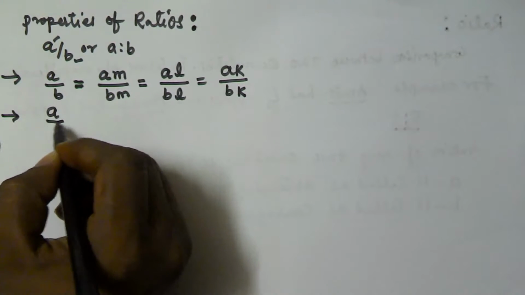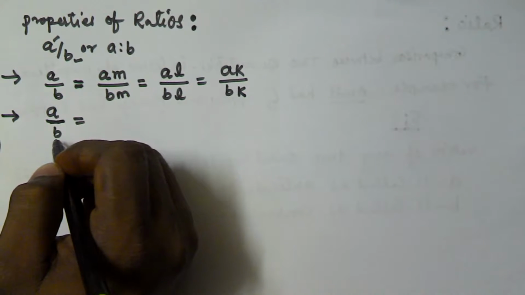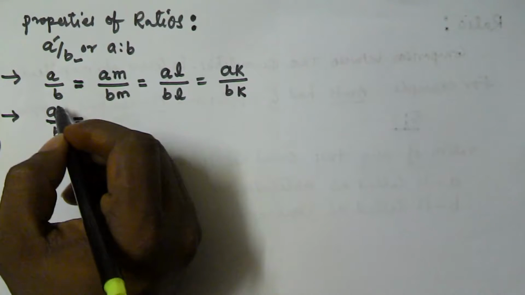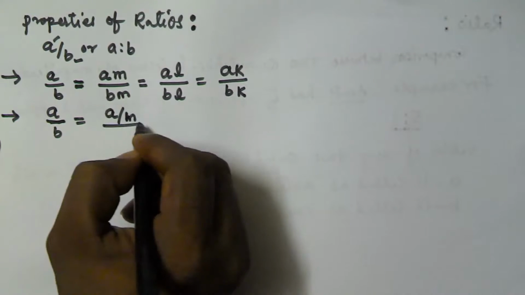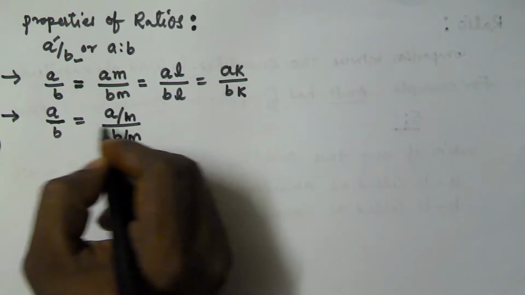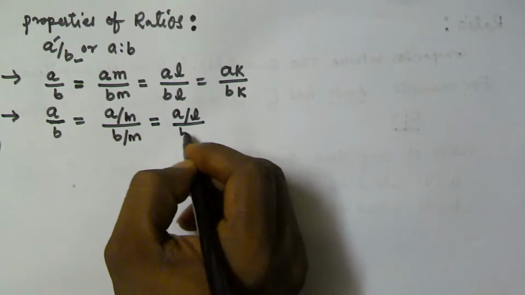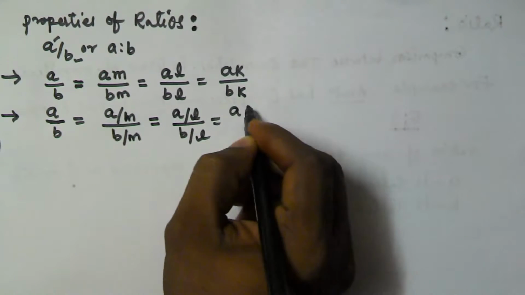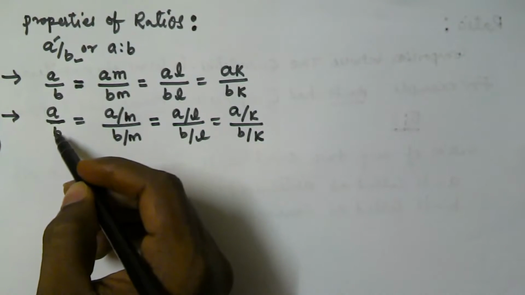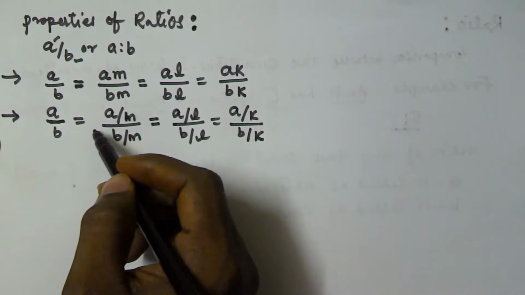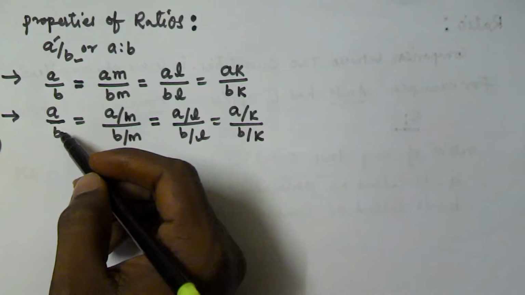Let's take another. We have A by B as a ratio. If we divide numerator and denominator by the same number or same quantity, the value of the ratio is not going to be changed. For example, A by M over B by M is also equivalent to the ratio A by B. So A by L over B by L is equivalent to A by K over B by K. If the numerator and denominator are divided by the same number or same quantity, then the ratio is not going to be changed.